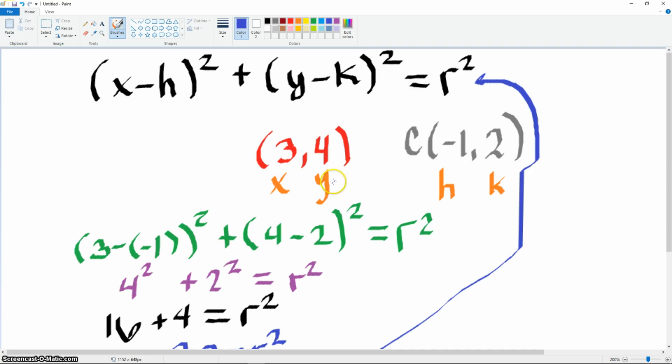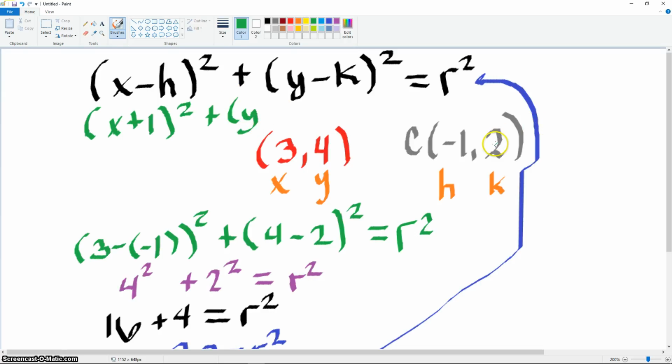So if we leave everything in terms of x and y, we're going to need to sub in h and k. So remember, when I tell you to plug in everything, when you plug in the h and the k, you've got to think of it as the opposite. So the opposite of -1 is going to be a +1 squared plus y.